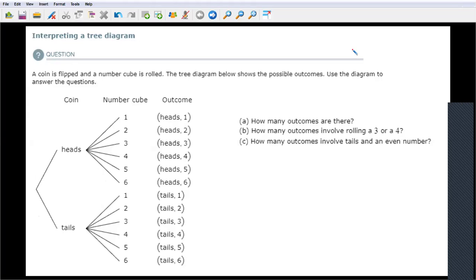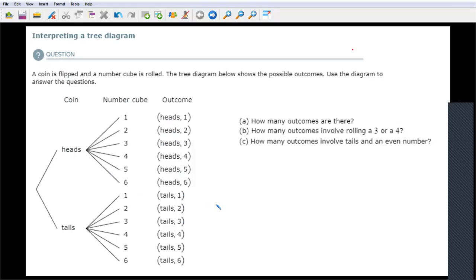So if you take a look at this first example here, it says a coin is flipped and a number cube is rolled. The tree diagram below shows the possible outcomes. Use the diagram to answer the questions. So if you look here on the left side, this is both possible outcomes for the coin flip. And the second one here is all 6 possible outcomes for a number cube being rolled. And then on the right side here, what they've done is they've written out each possible outcome in parentheses, which is a nice way of summing up all of the data.